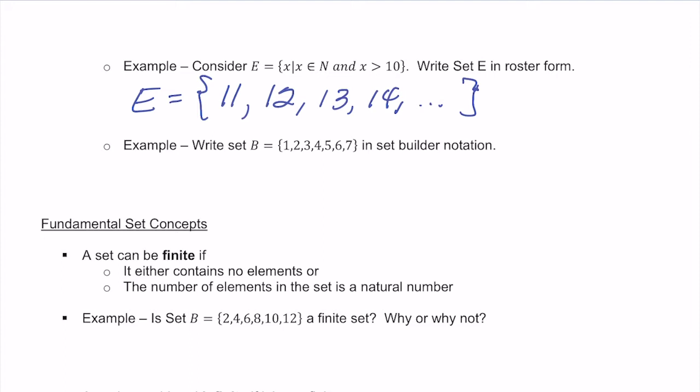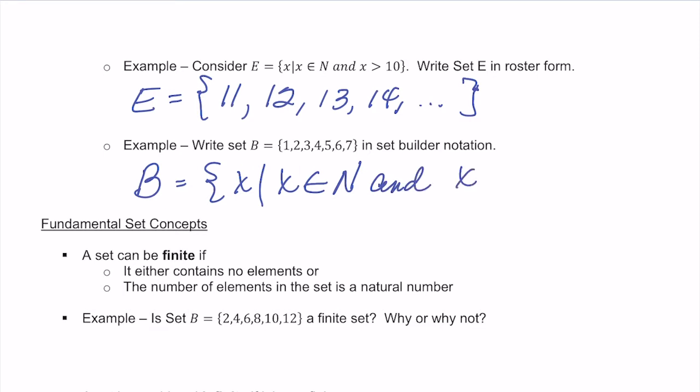If we were to write set B, which is in roster form, now we're going to put this in set builder notation, we would have capital B equals X such that, so set B goes from the numbers 1 through 7. So we know that 1 through 7 are natural numbers. So X has to be a natural number, and it also has to be less than 8. If you wanted to, you could also say X is less than or equal to 7. That would be okay as well.